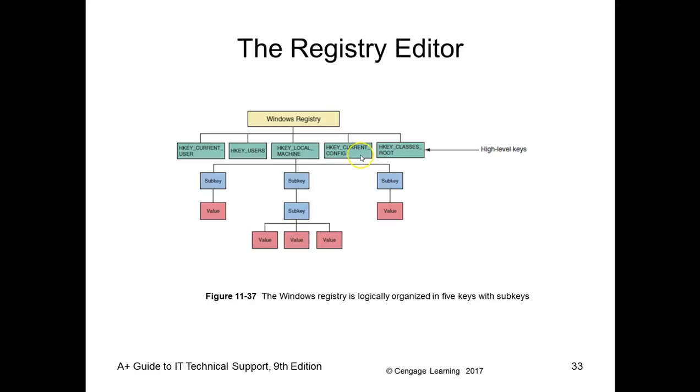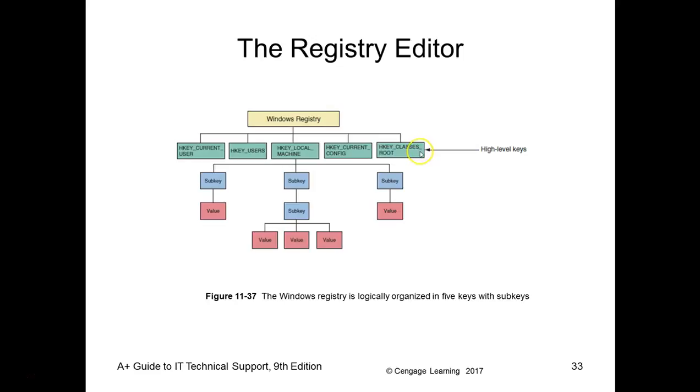Then you have HKey current config. This is basically what hardware profile you're using. This is extremely useful with laptops because they do have multiple hardware profiles. You may have a profile where you're out in the field and running just your laptop and the ports on your laptop. Then another hardware profile when you come into the office and plug into a docking station, and you have additional ports on that docking station. That's a completely different hardware profile. So this is where your hardware profiles are located, under current config.